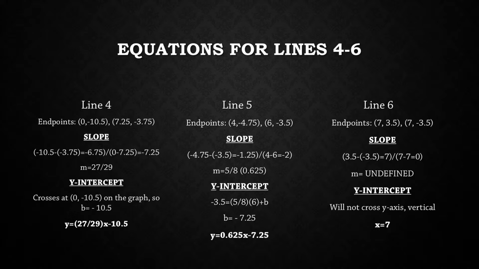In line 6, the endpoints are 7, 3.5, and 7, negative 3.5. This is a vertical line, so the slope is undefined because we are dividing by 0. It will never cross the y-axis because it is a vertical line and the x value doesn't equal 0, so x just equals 7. No matter how far up you go in the graph, x will always be 7.